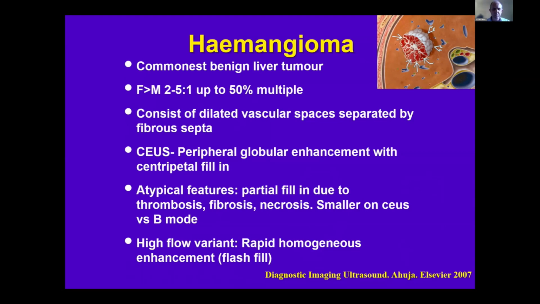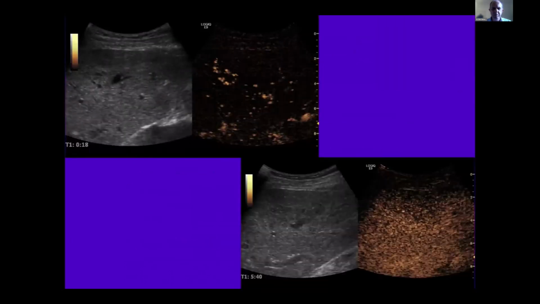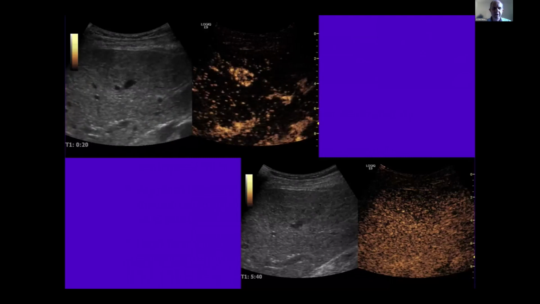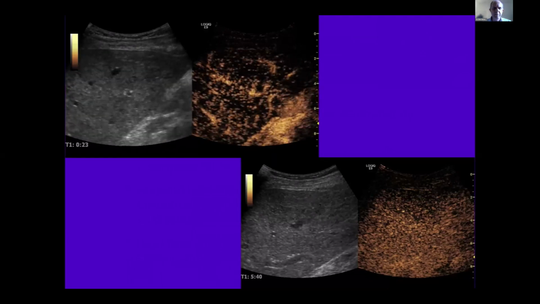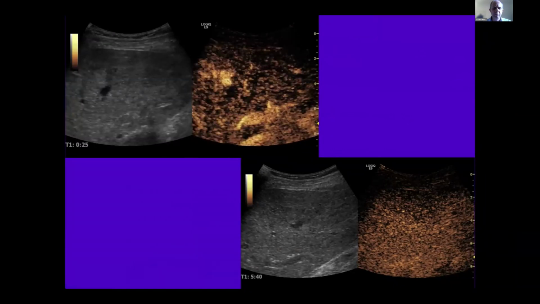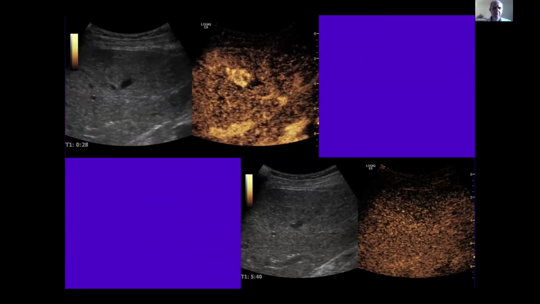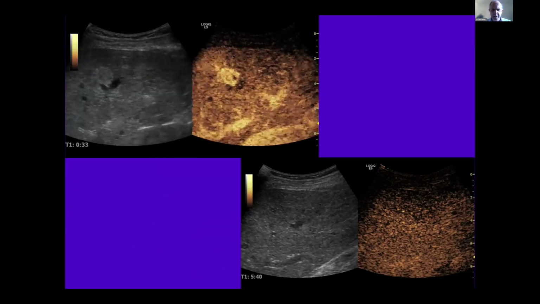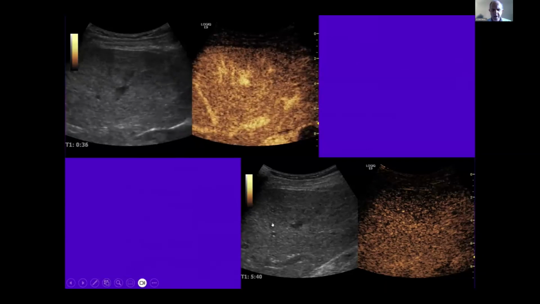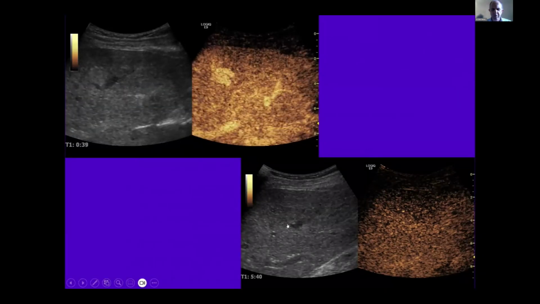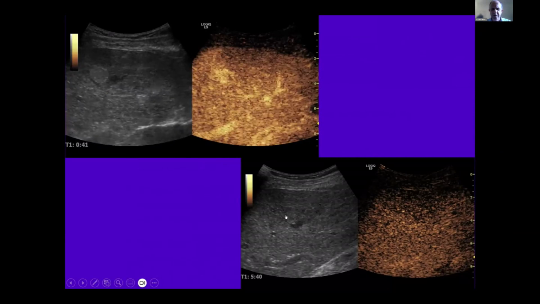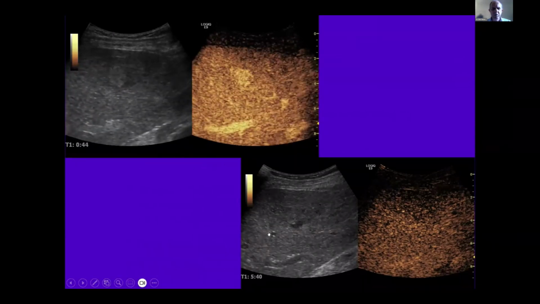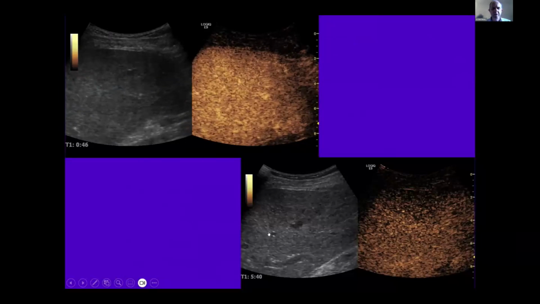And then there's another common variant, the high flow variant. We get rapid homogeneous enhancement, so the flash fill type hemangioma. So here's a little hemangioma here. So you can see on B mode, it's not entirely typical in appearance, but it shows peripheral globular enhancement and fills in quite rapidly while we watch there. And then you can see at 5 minutes, it's completely disappeared. And you can sort of measure where you think the lesion is, and it will co-register to the other screen. So no washout. So that's a classic hemangioma, nothing more to do.